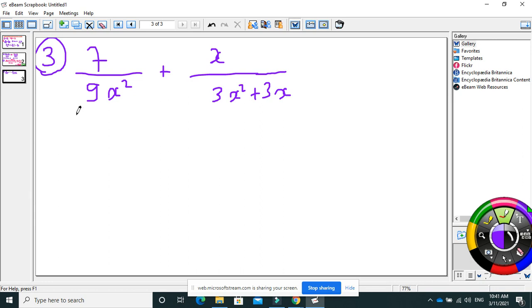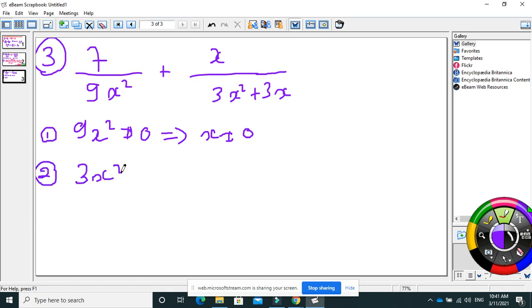First, I look at my denominator condition. So the first one is the condition all the time. 9x squared cannot be equal to 0. So this one will give me x cannot be equal to 0. Excellent. Now the second one, I have 3x squared plus 3x cannot be equal to 0.